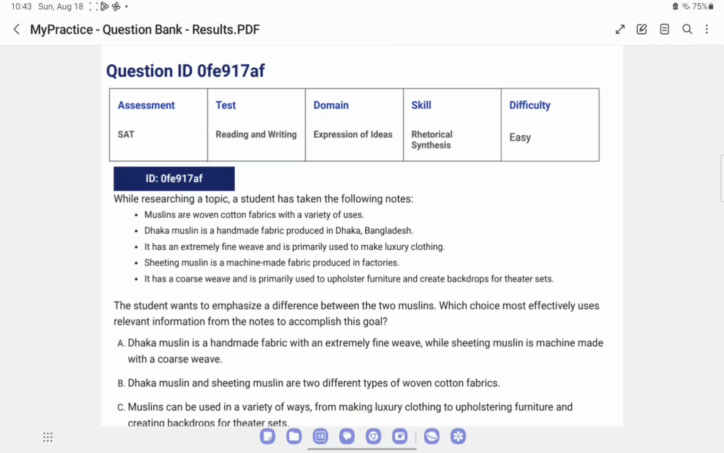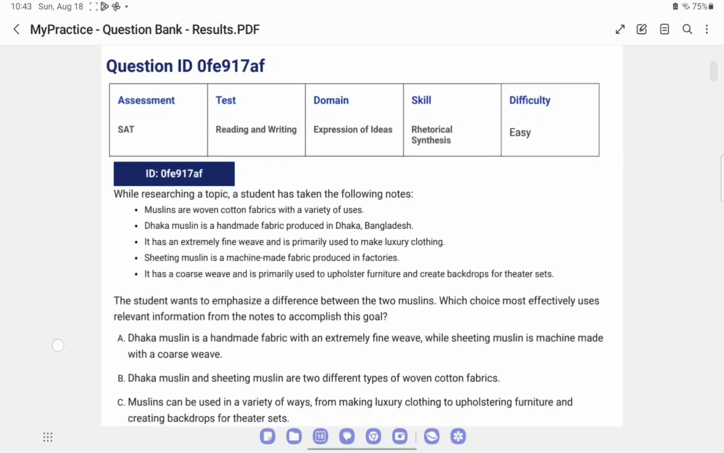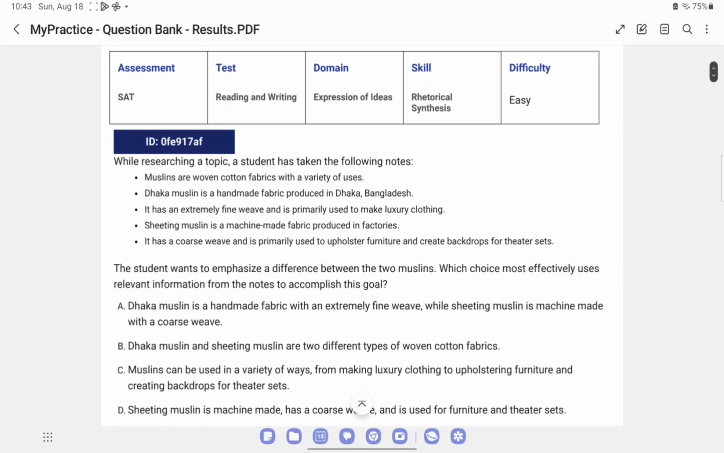Okay, I just had to change the scroll direction so that next time we wouldn't see the answer before. Okay, while researching a topic, a student has taken the following notes. So the student wants to emphasize the difference between the two muslins. These questions are thankfully so easy to do because you just have to look for a difference being pointed out, okay? So you'll see what I mean when we look at the choices, because some of them just make this one so easy.